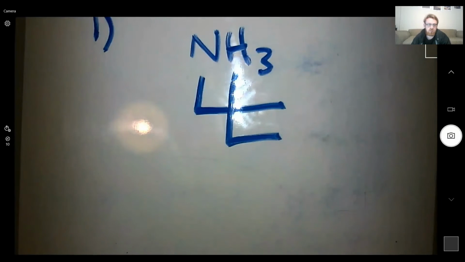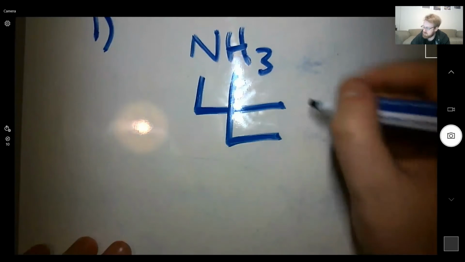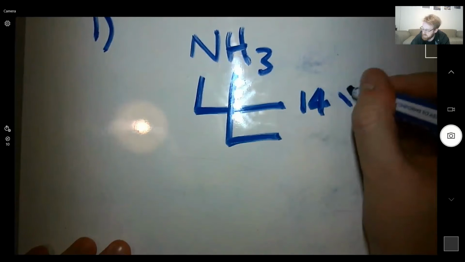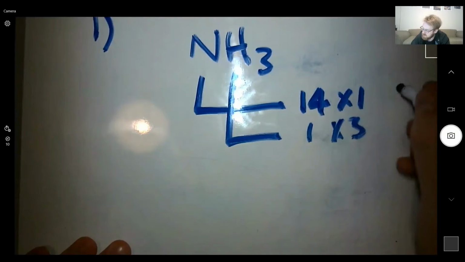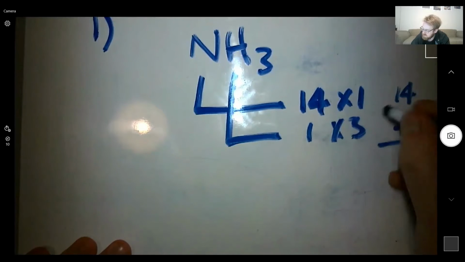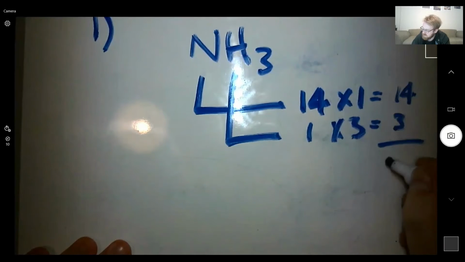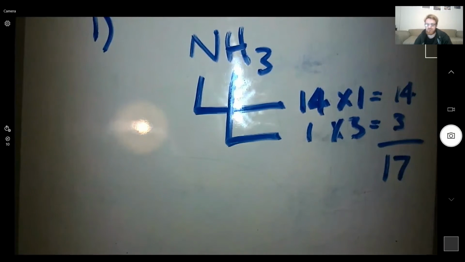So the mass of nitrogen, I've literally just got my data booklet here, 14, and there is 1 of them. Hydrogen has a mass of 1, and there is 3 of them. So that gives 14 plus 3 equals a mass of 17. Because it's gram formula mass, it's in grams.